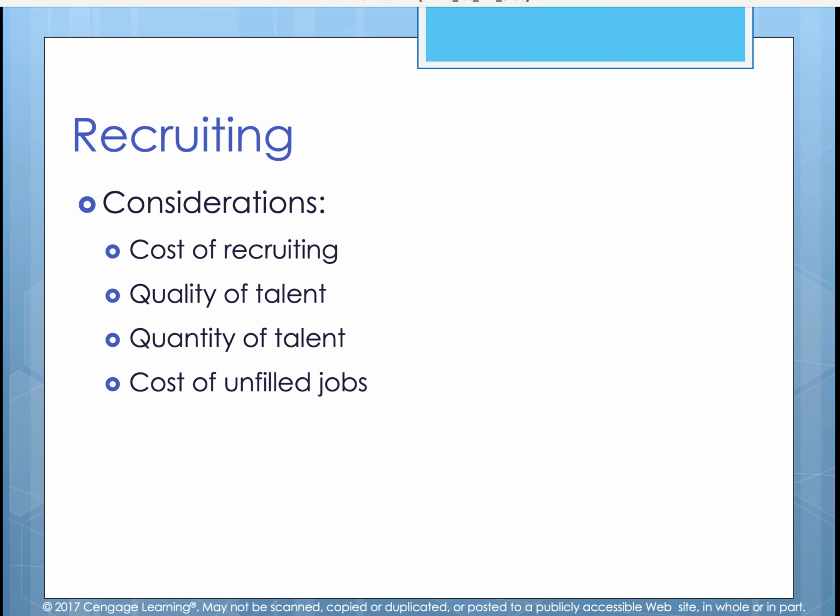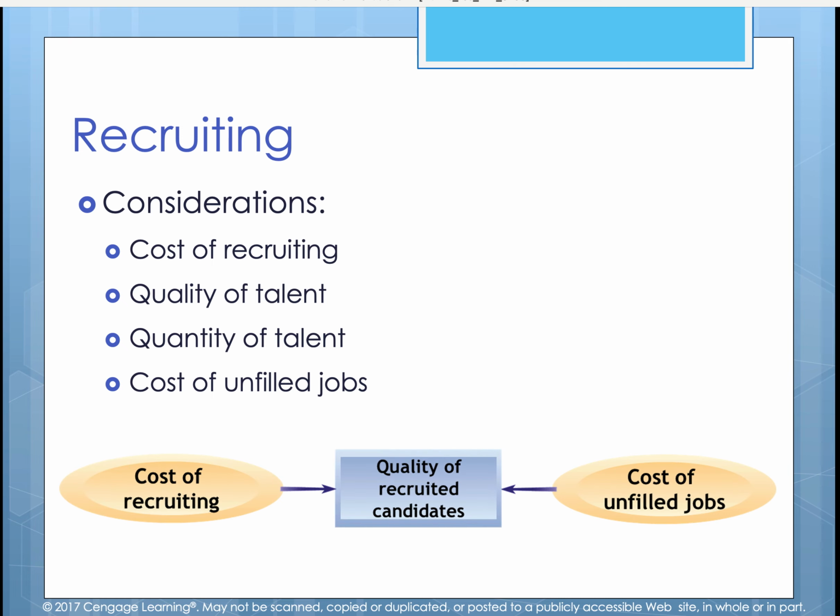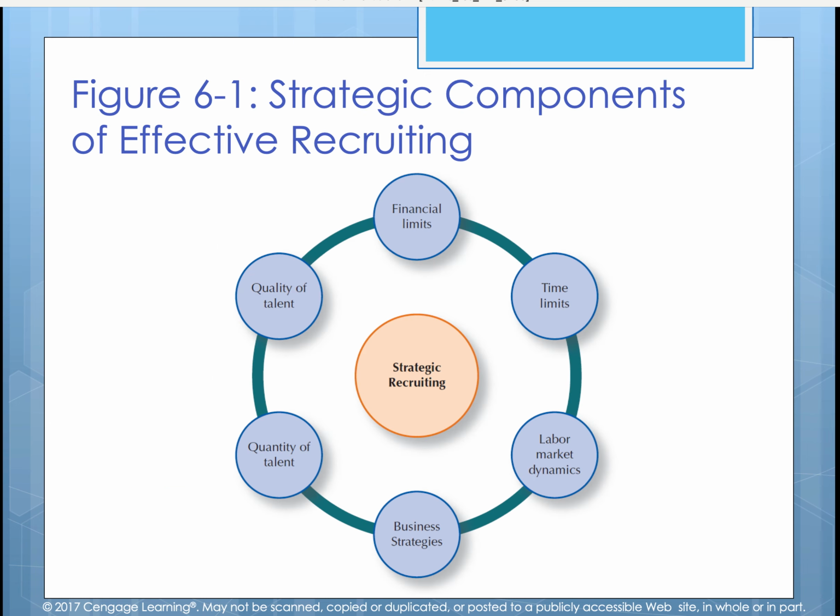If we have certain functions that need to be satisfied, if we have certain positions that are still unfilled, how much does that cost us? And all of that factors into when we're thinking about these things, they all factor into each other. Figure 6.1 in your textbook shows you the components of effective recruiting. These are all the things that you take in consideration, those time limits and financial limits, because there are always limits to what you can do. There's always going to be a budget. There's going to be some kind of constraints.